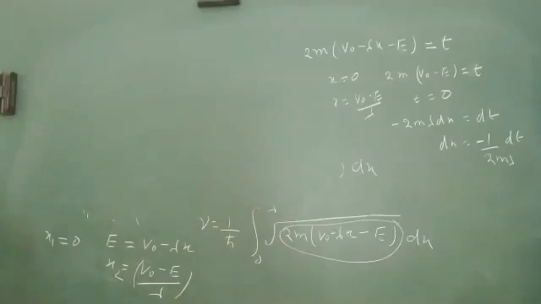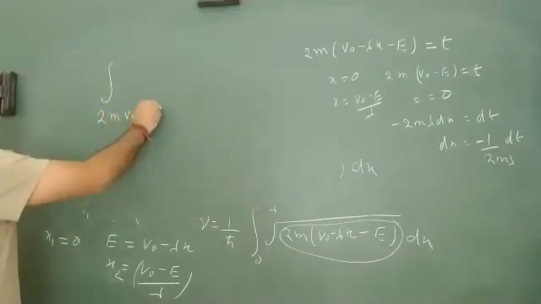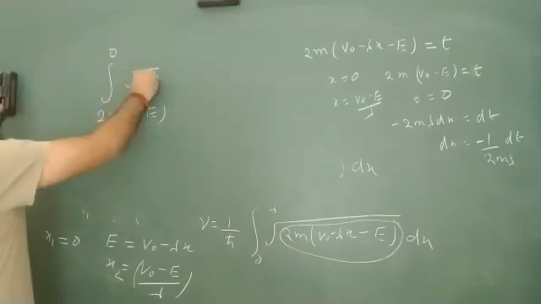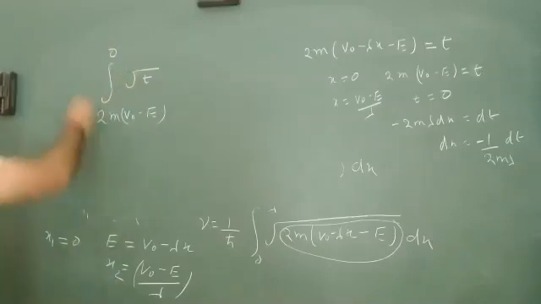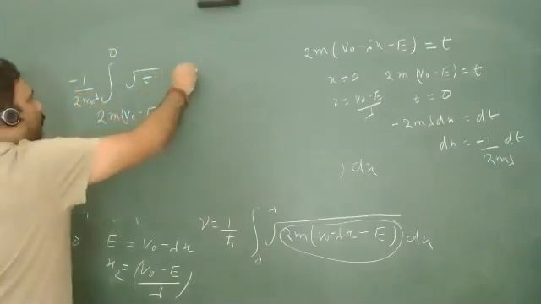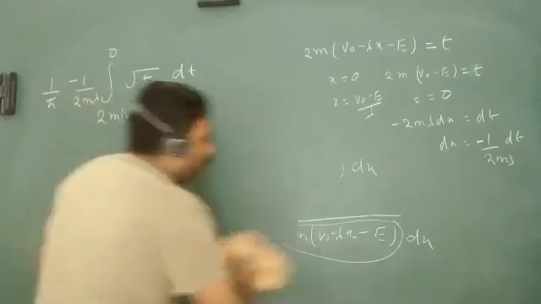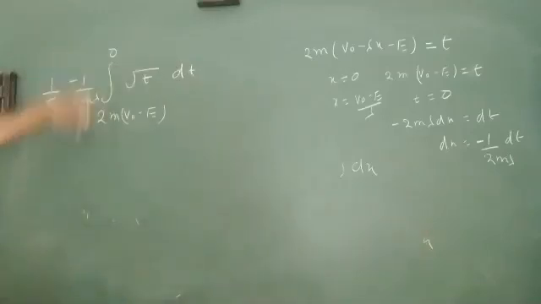So what we have to do, we have this integration, and that value will be 2m (v naught minus e), and here is 0, here is root under t, and there is minus 1 upon 2m lambda, and here is dt, and 1 upon h cut is also there. So let's go for this. And now this integration is very simple. This is a minus sign, so there is not any problem.